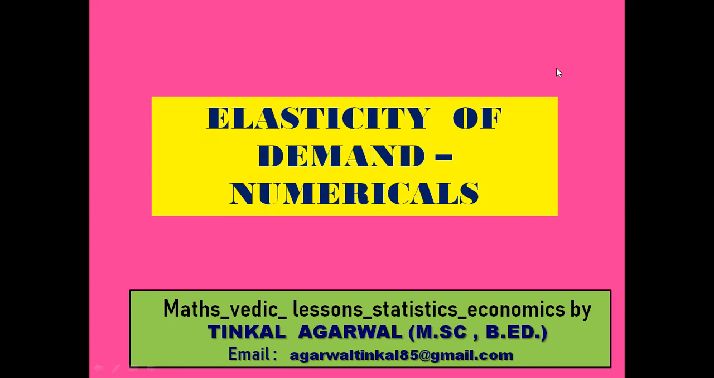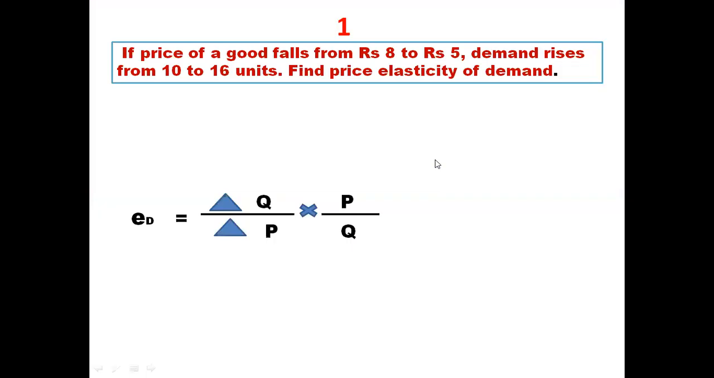In this video I will share the numericals of the chapter elasticity of demand. Let us start from the first sum. If price of a good falls from rupees 8 to rupees 5, demand rises from 10 to 16 units. Find the price elasticity of demand.